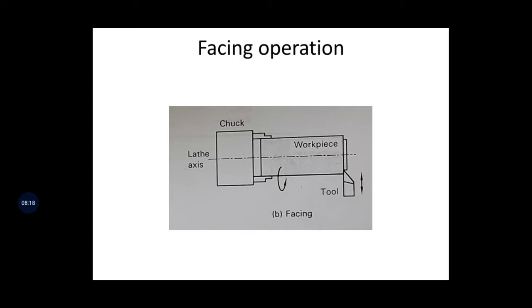To sum up, facing operation is used to reduce the length of the workpiece. Turning operation is used to reduce the diameter of the workpiece. Same way, you have to fix it here and check.